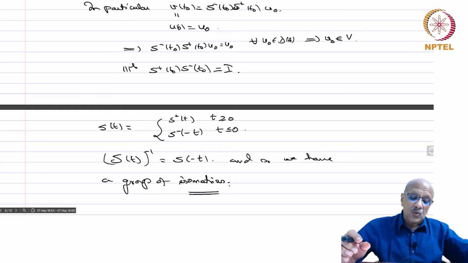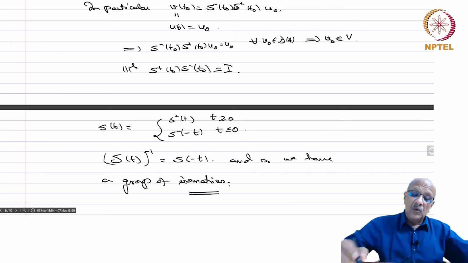So, we have these two particular cases, and now our next aim is to give examples from partial differential equations of these situations, namely the self-adjoint case and the case where you have a group of isometries.